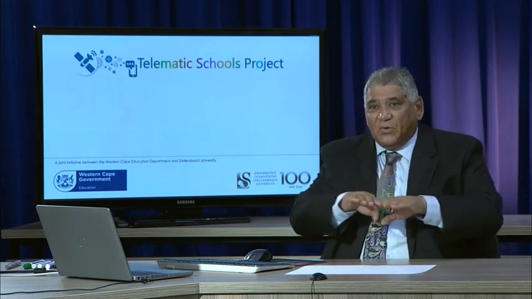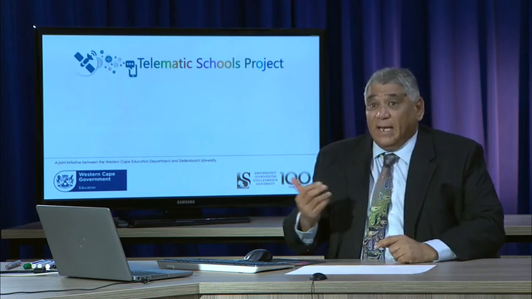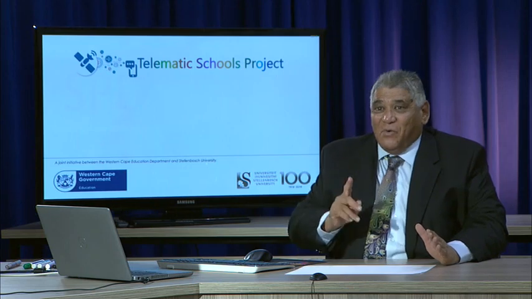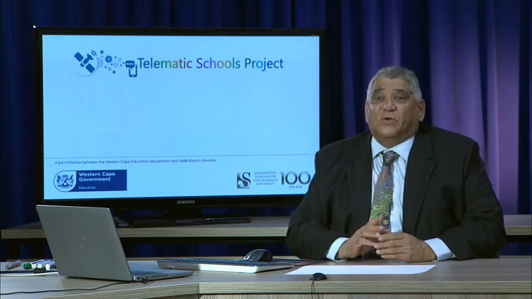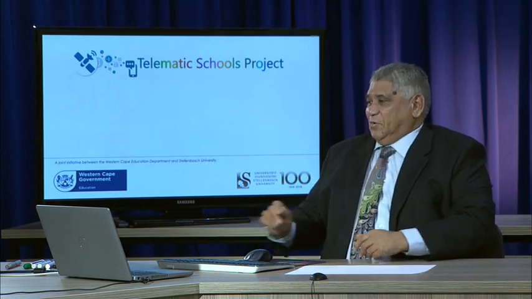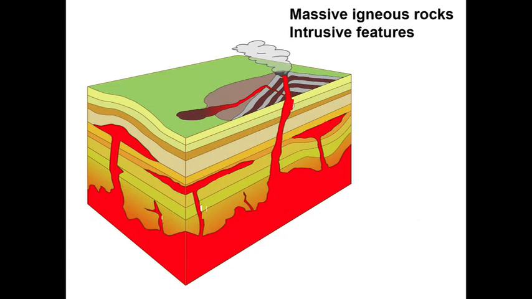The first two, we had layered rocks. Why? Sedimentary rocks. Right? Now, no layers. Absolutely no layers. Because now we've got, with cooling that took place far below the Earth's surface, where these rocks have been formed. Right. So, let's have a look at the topography associated with massive igneous rocks. Now, here we go. Let's have a look firstly at the massive igneous rocks, more intrusive features of them.